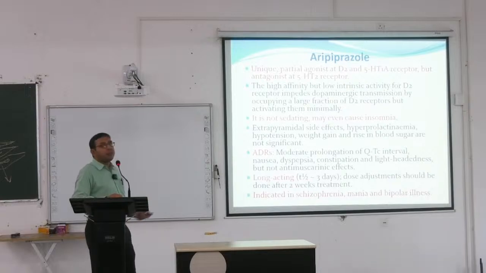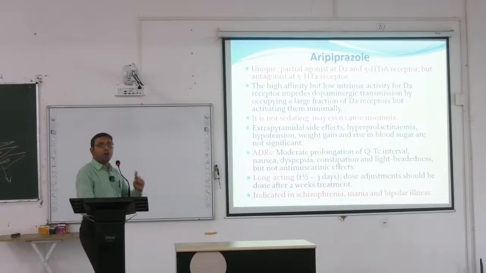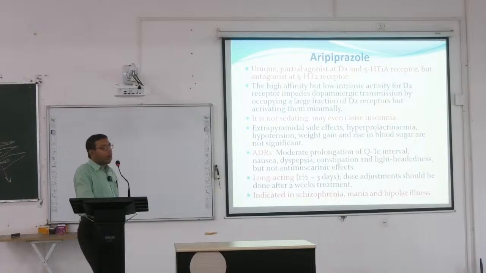Aripiprazole is basically a partial agonist drug. Other agents are not partial agonists. The only antipsychotic drug that is an example of a partial agonist is aripiprazole. These are partial agonists at D2 and 5-HT1 receptors. And another thing about aripiprazole is this: it can cause insomnia.